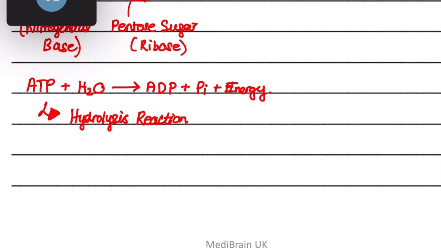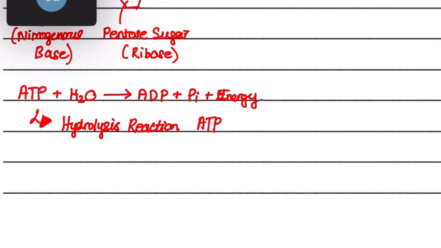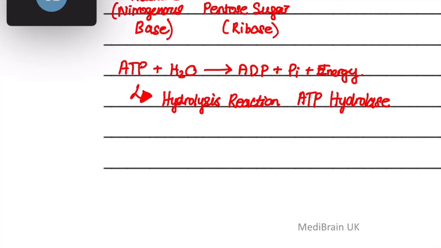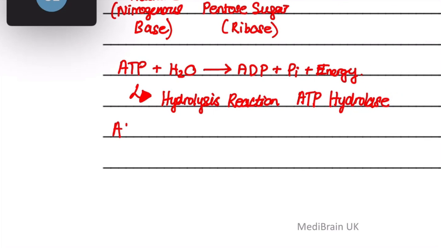The enzyme which is used is ATP hydrolase because it's a hydrolysis reaction. That's the enzyme which is used. And finally, it says resynthesis of ATP. So how is ATP resynthesized? Well, ADP reacts with the inorganic phosphate and it produces ATP and water. So that's how it's produced.